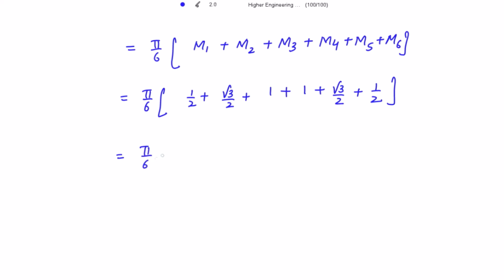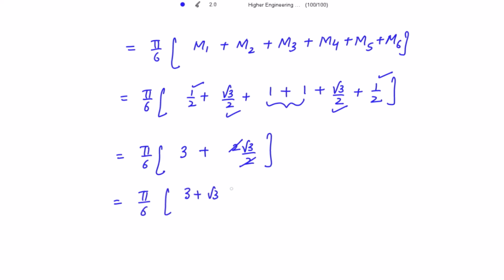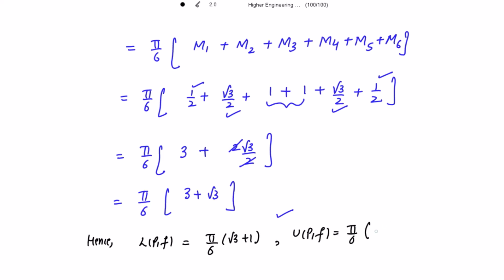So this is pi by 6. This becomes 1 and then these two give 2. So 2 plus 1 is 3, plus the sum of these two, which is twice square root 3 divided by 2. The 2s cancel out with each other. And this is pi by 6 into 3 plus square root 3. So this is your upper Riemann sum. Hence, the lower Riemann sum is equal to pi by 6 into square root 3 plus 1, and the upper Riemann sum is equal to pi by 6 into square root 3 plus 3. Okay, thank you.